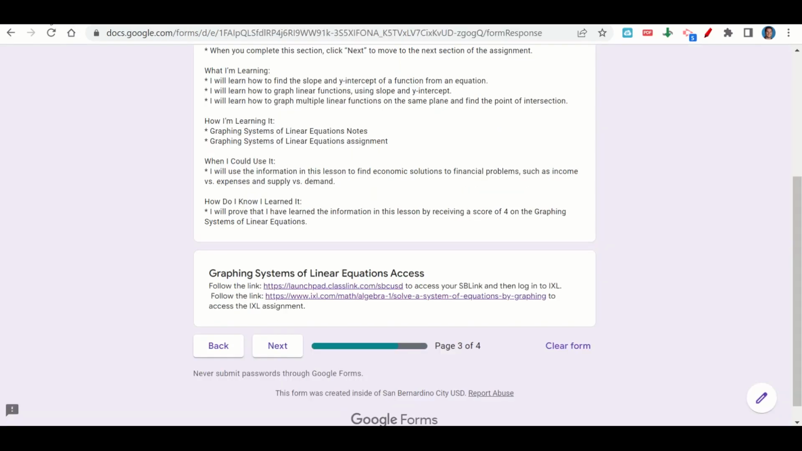When you're done, you'll go back to your Google form and click Next. This will take you to your Before You Go. Go ahead and fill out your Before You Go and then submit your work on Google Classroom.